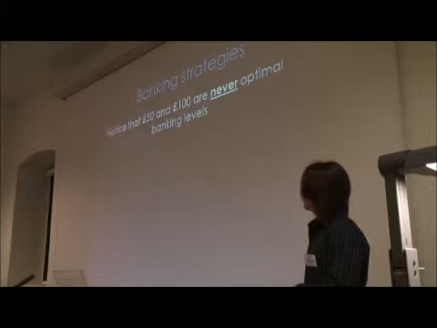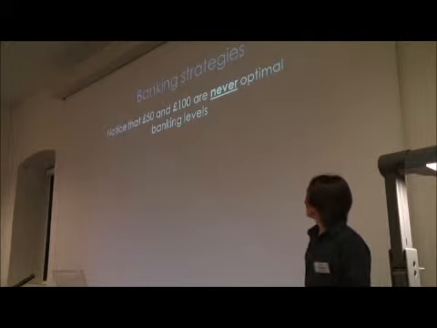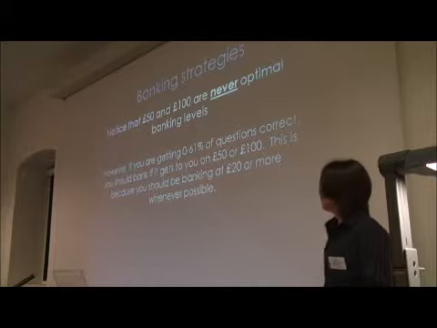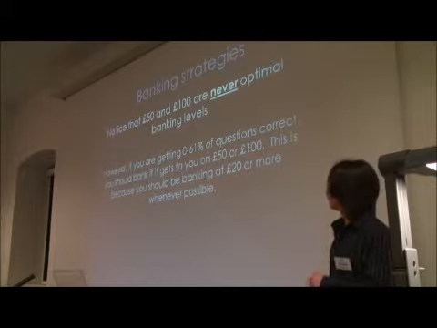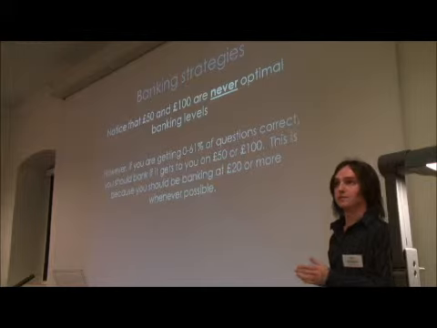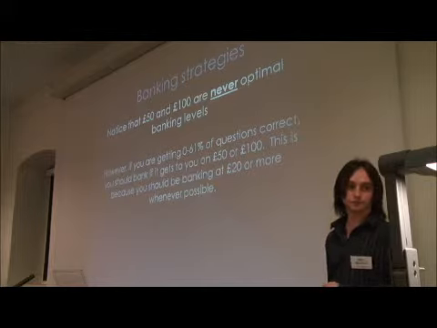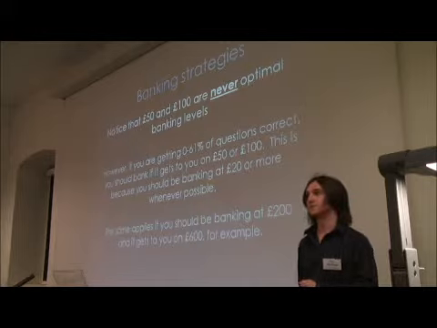One thing to notice is that £50 and £100, so after 2 and 3 chain answers, are never optimal banking levels. However, if your optimal banking level is £20 and you should be banking at £20, then this means that you should bank whenever it gets to you on 50 or 100, or any more than £20 is in the pot already. The same applies if you're meant to be banking at £200 and it gets to you on £600, you should bank then as well.